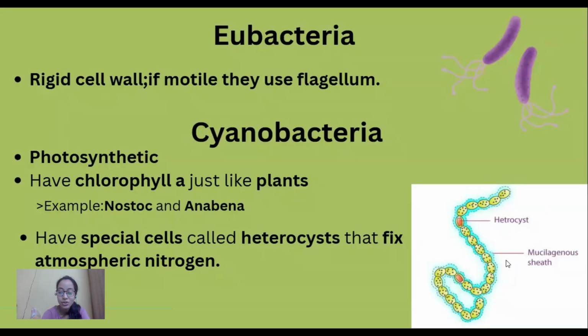Now, let me share a quick fun fact. Cyanobacteria were the first organisms to release oxygen into the Earth's atmosphere 2.5 billion years ago. They also cause algal blooms in polluted water.